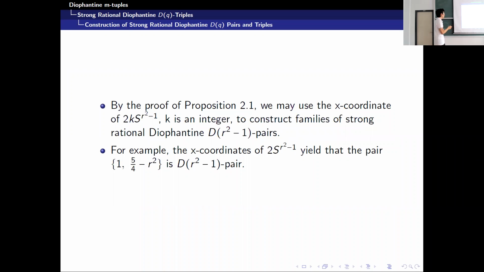Okay, by the proof of this proposition, I can construct some strong rational Diophantine pair families, and you can see here an example: 1 and 5 over 4 minus R squared. I will use this pair in the next proposition.